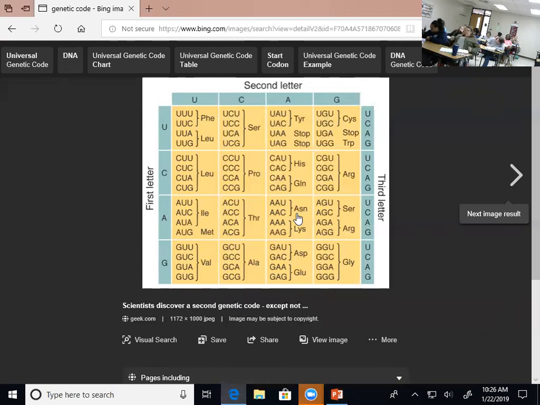Do you know what this chart is called? It's called the genetic code. So in essence, the genetic code is that we understand which amino acid will be called up for every particular sequence of 3 bases. We know which amino acid is going to be there.